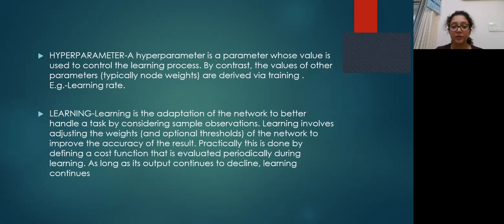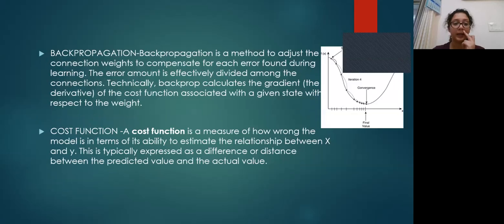So the main purpose of the learning is how to get better at that network. It adjusts the value of weights and the hyperparameters to get the accuracy of the result. And as long as the output continues to decline, the learning continues. We will get to this later. So first we'll know what a cost function is.